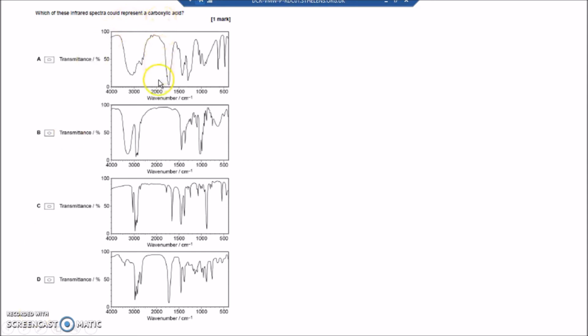Which of these could be a carboxylic acid? So a carboxylic acid has got a C double bond O in it, around about absorption 1700, something like that, around about here. So it's looking like either A or D, because this one hasn't got one, this one hasn't got one, D's got one here, A's got one here, so it could be A or D. And then a carboxylic acid has got an OH group, which is going to have a broad absorption around about 2,500 to 3,000, something like that. So your answer is A.